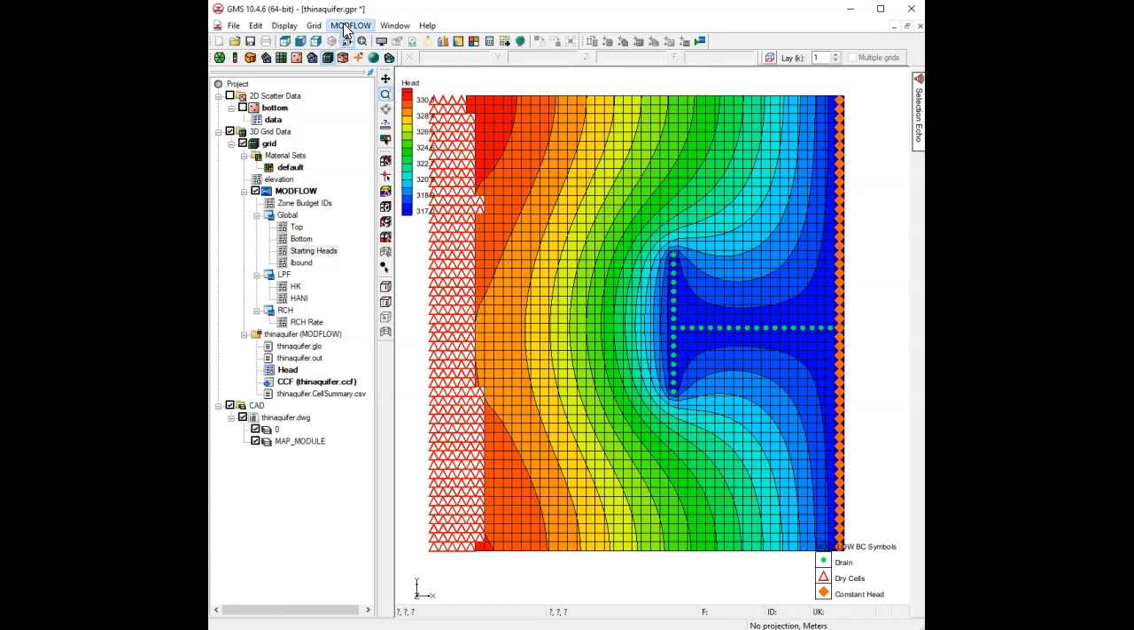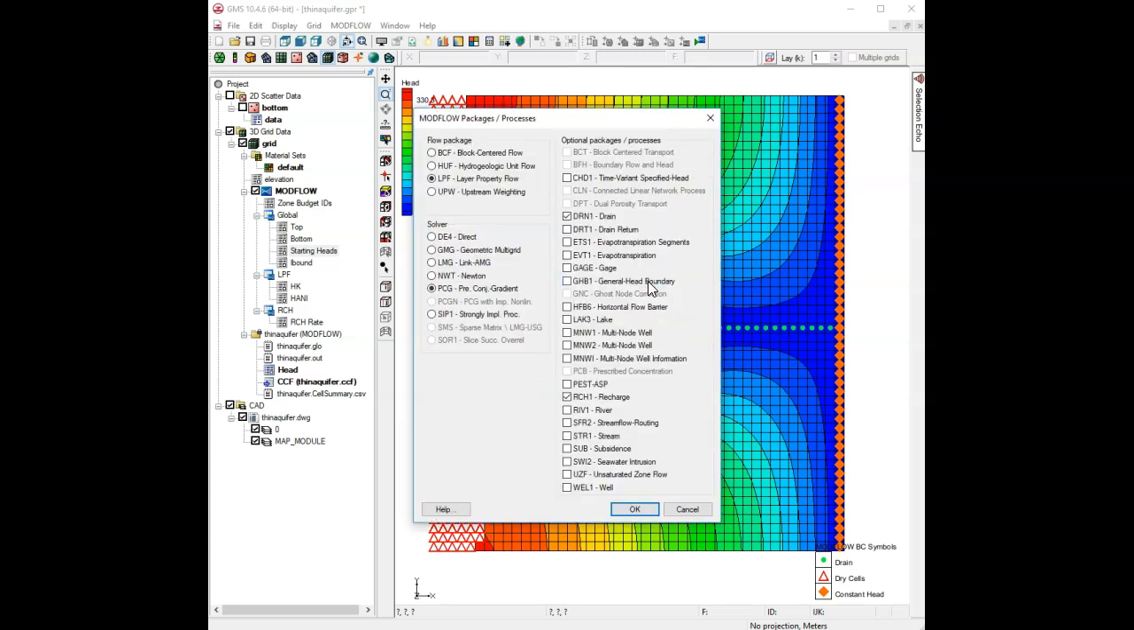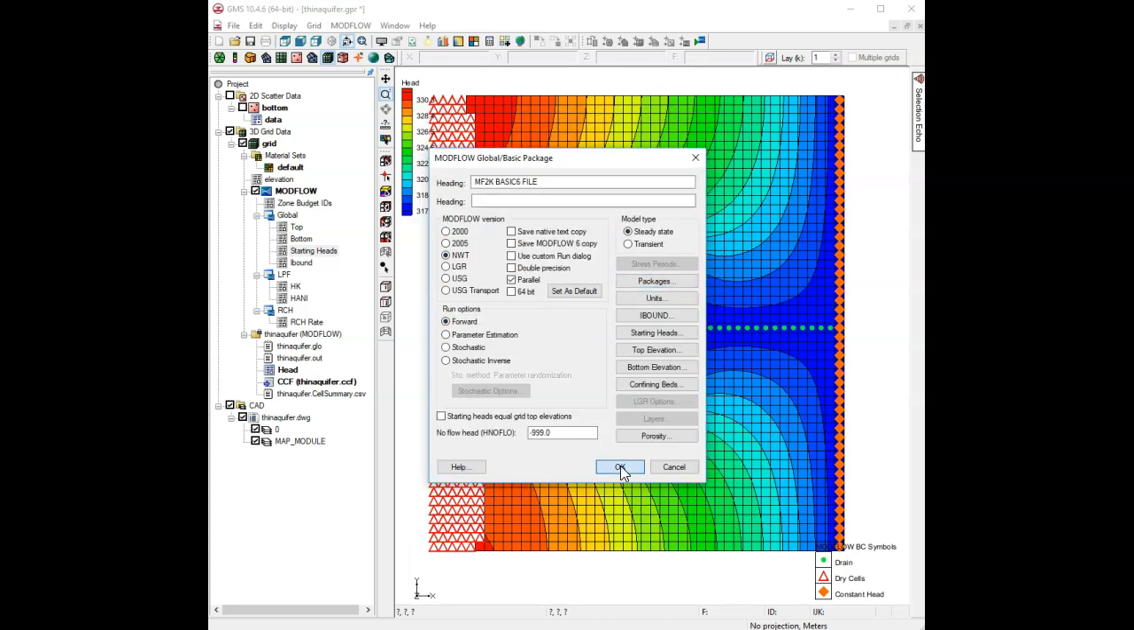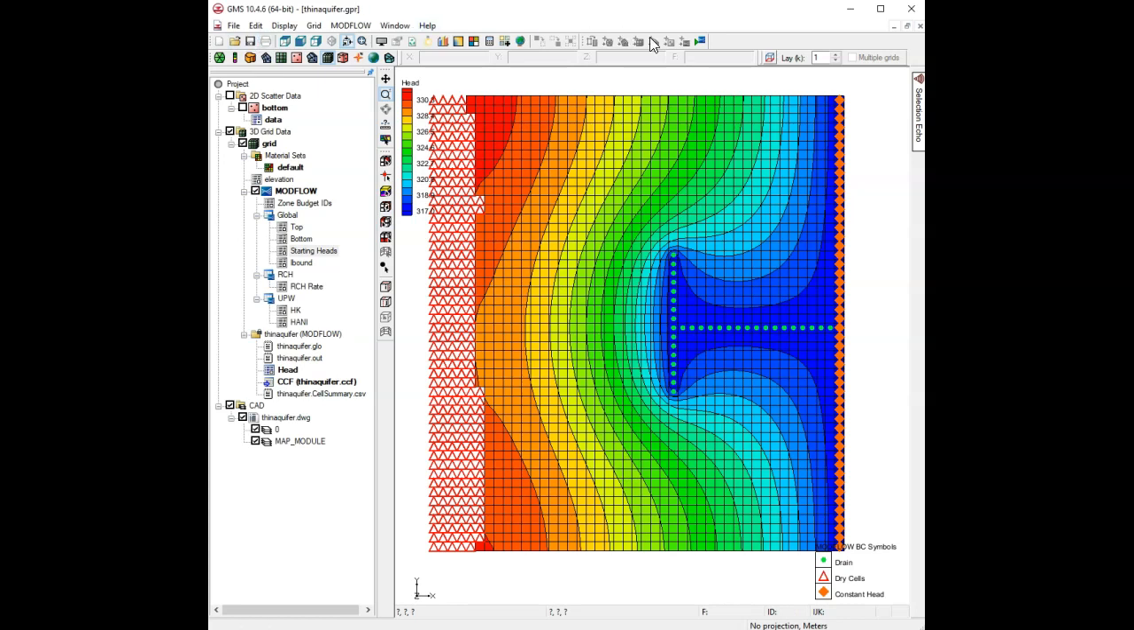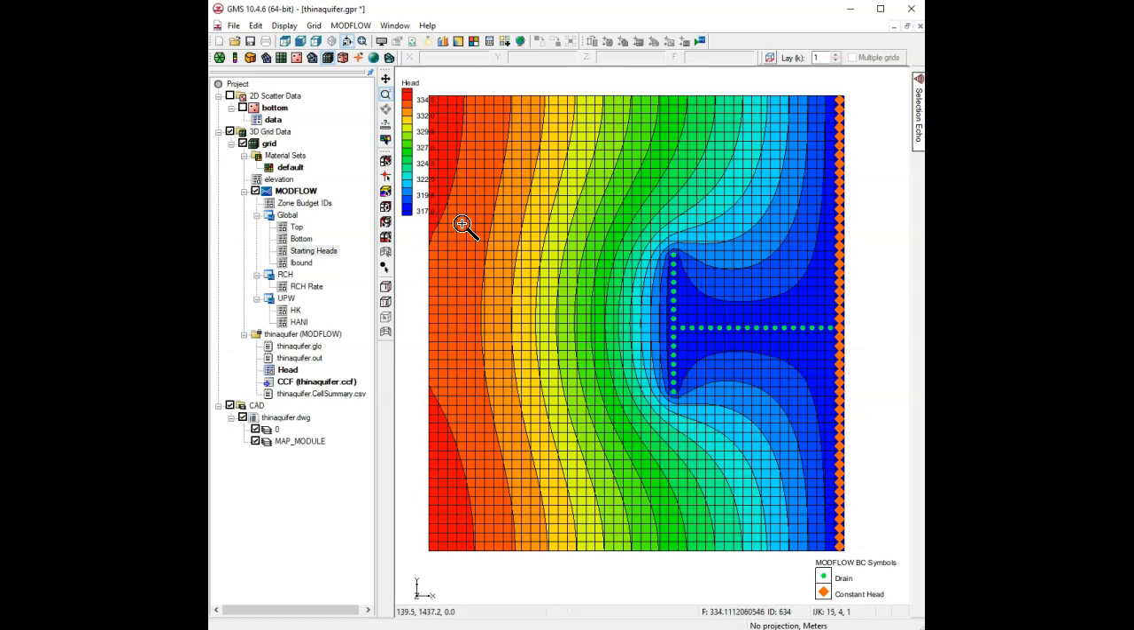But another way to solve this is to go into the global package and turn on MODFLOW-NWT, and then select the upstream weighting flow package, which is only available with MODFLOW-NWT. Excuse me, and it's the NWT solver that we want. You can do either one of these. The NWT solver in combination with upstream weighting. And click OK, and we'll save and run. It converges fairly rapidly, and once again that also gave us a solution.